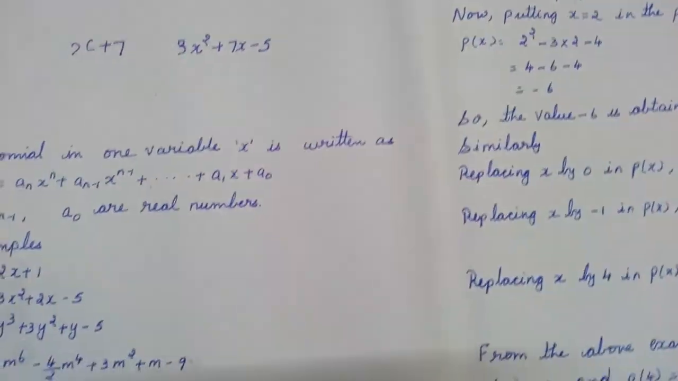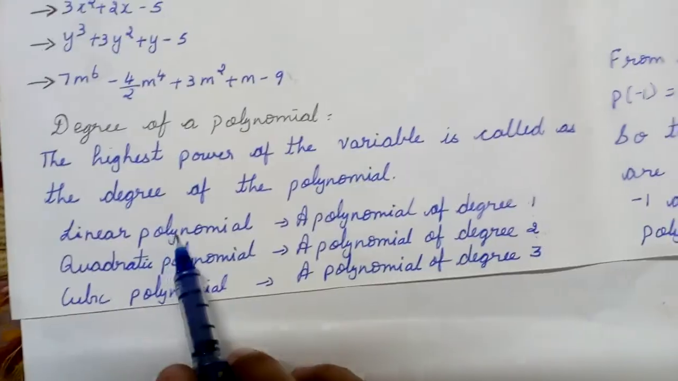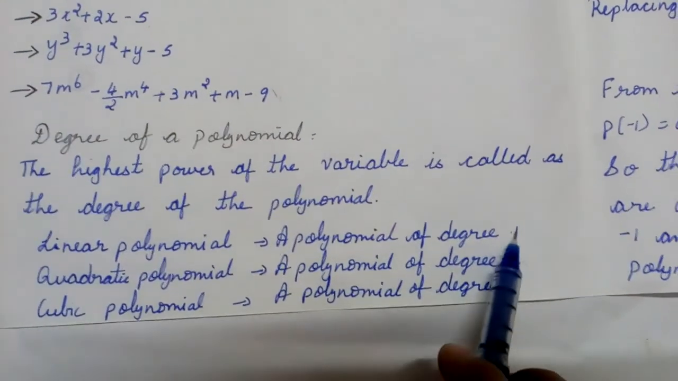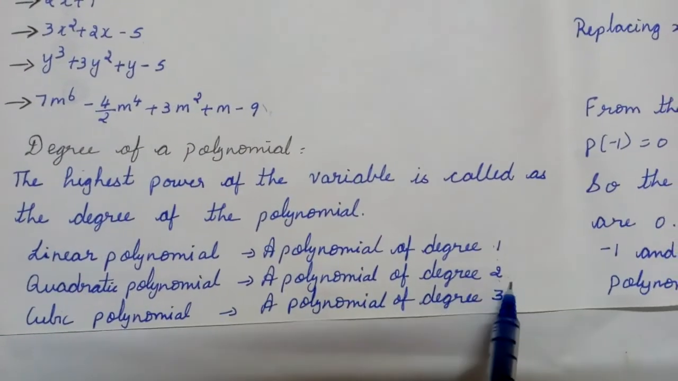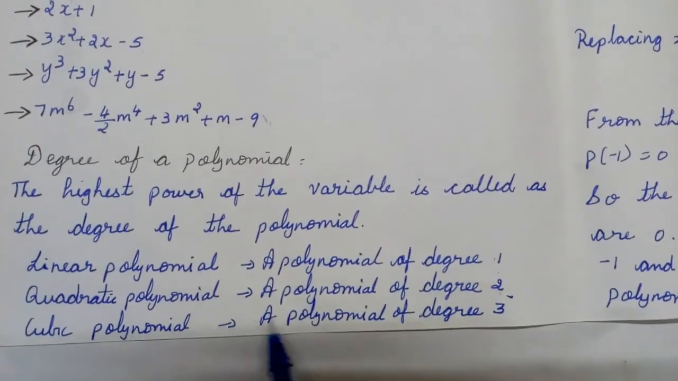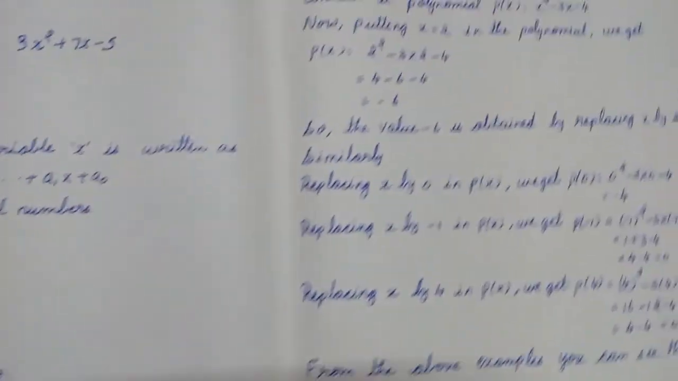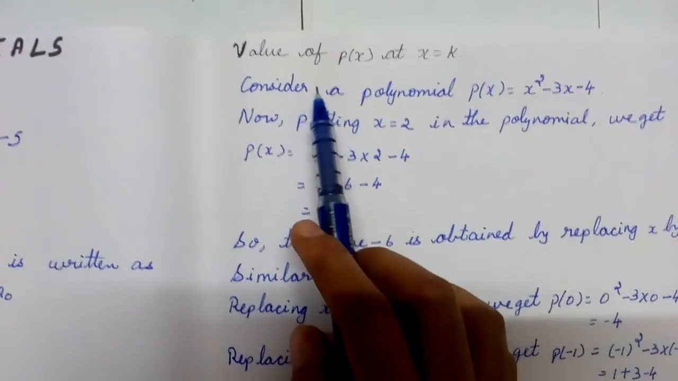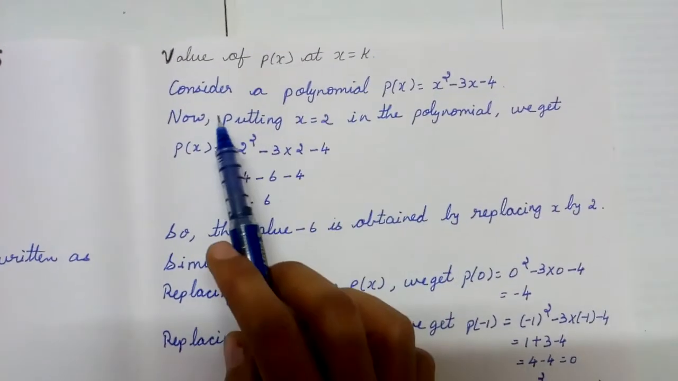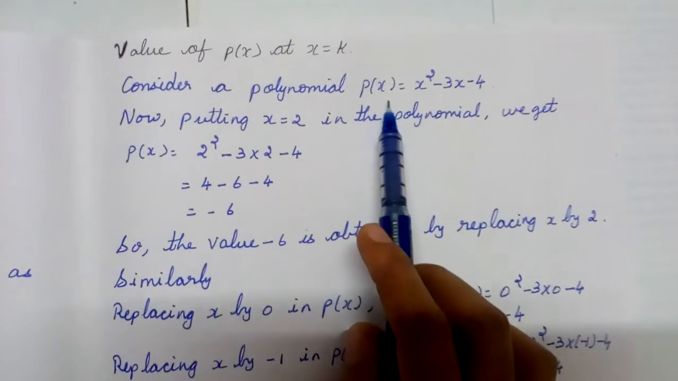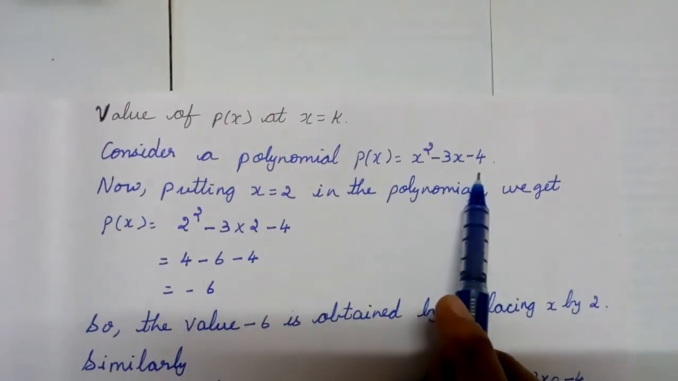So let us just recapitulate. We just learned that a linear polynomial is a polynomial whose degree is 1. A quadratic polynomial is a polynomial of degree 2. Cubic polynomial is a polynomial of degree 3. The next one is the value of a polynomial p of x at x is equal to k. Now consider a polynomial p of x which is equal to x square minus 3x minus 4.